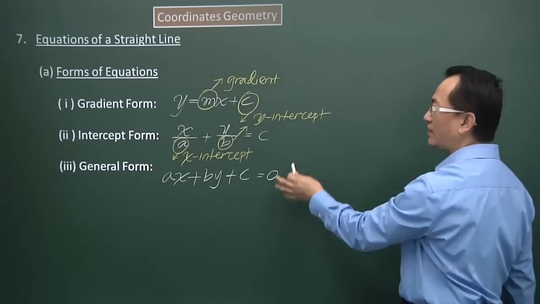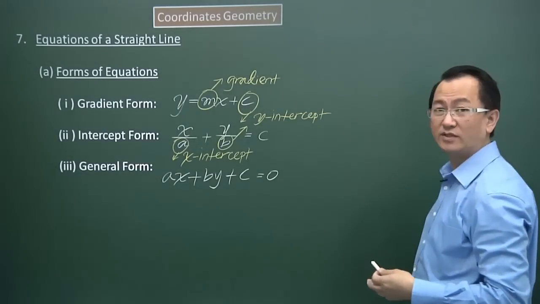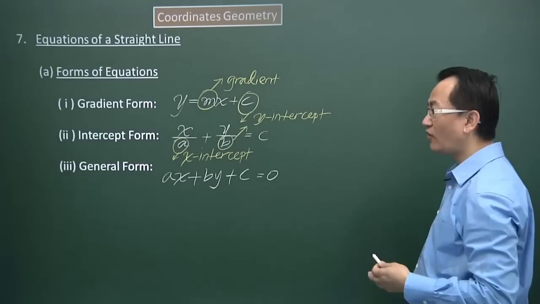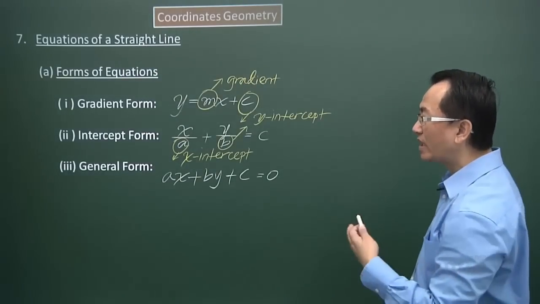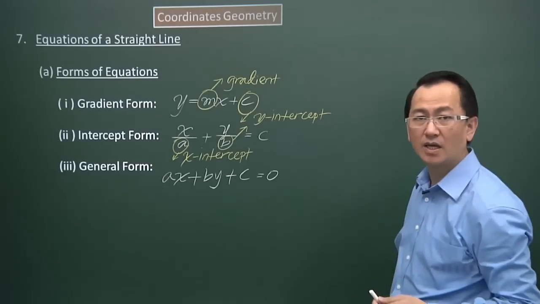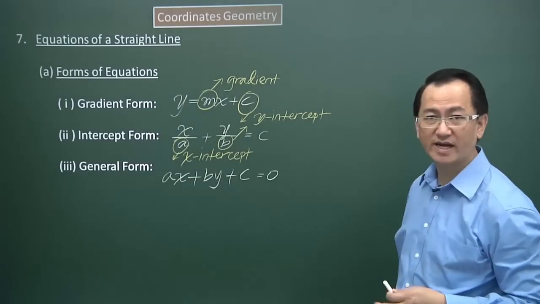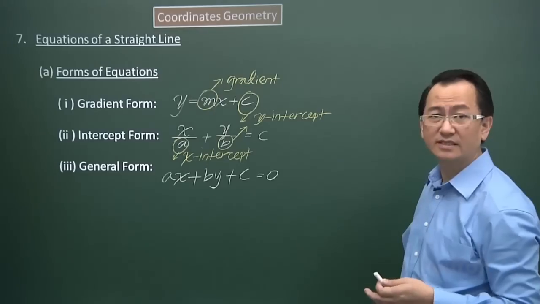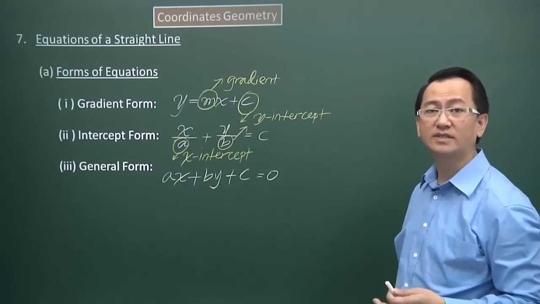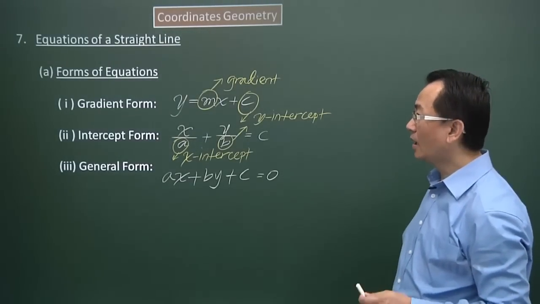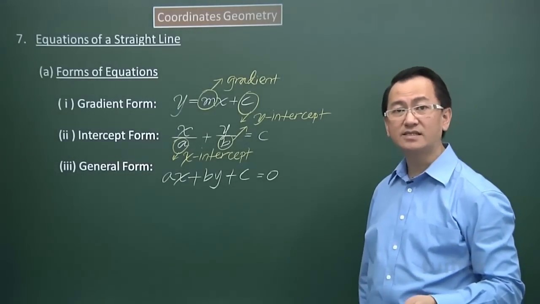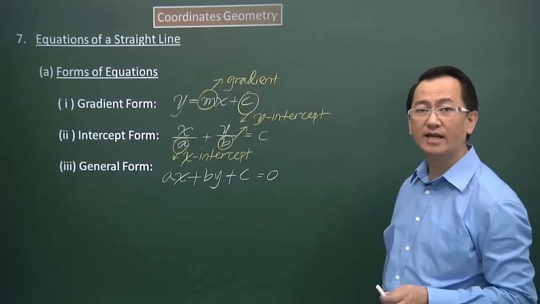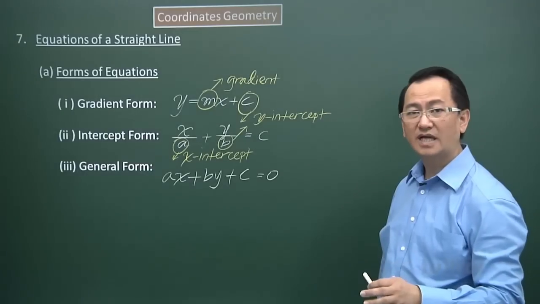So we have three forms, and we can choose to present the equation in any of these forms. But also, when we are given any of these forms, we should be able to extract the relevant information, the gradient as well as the intercepts, whether it's the y-intercept or the x-intercept. Also, another way to use it is, if we're given this form, how we can quickly sketch the straight line on the Cartesian plane.